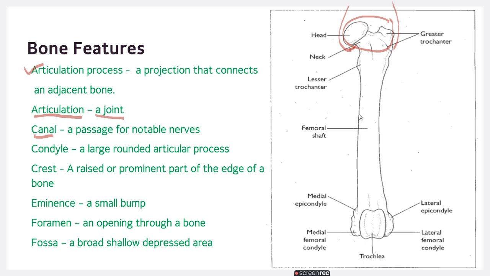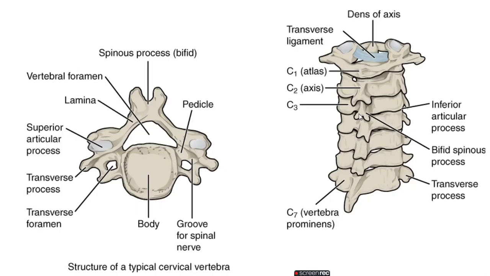Canal is a passage for notable nerves. Some of the vertebrae have a canal for the notable nerves. For example, this is the canal system you can see over here. Why is it known as a canal system? Because certain spinal nerves are going to pass through this side. Therefore, it is known as the canal system, right?